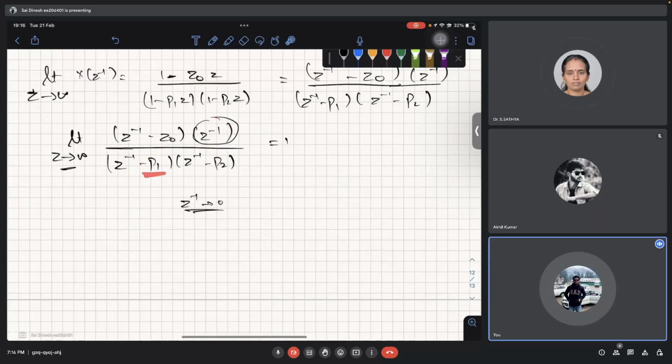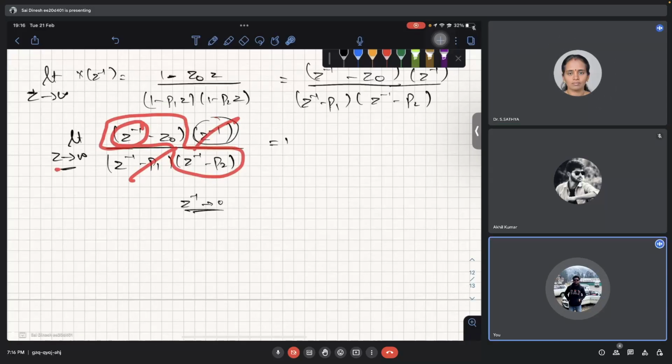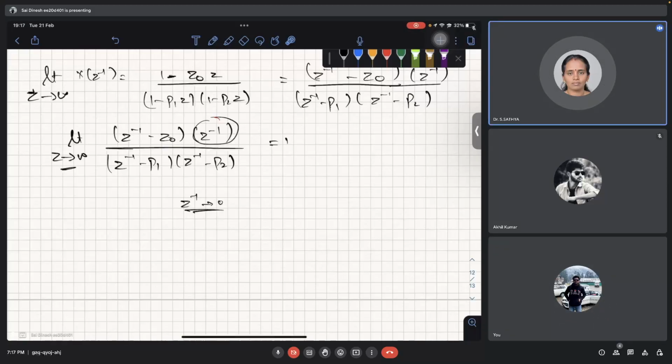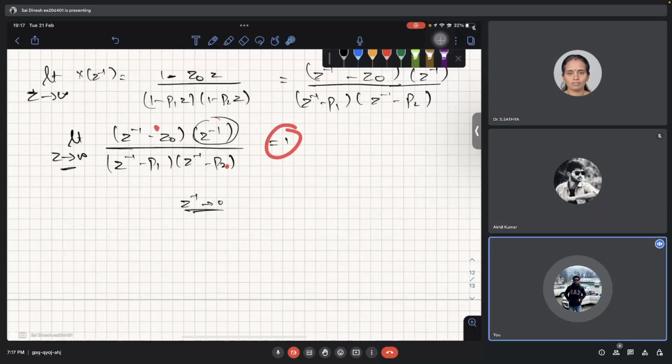So this should cancel with one of these. So we know what p1 is. Let's say these two are cancelling out. So if these two cancel out, we are only left with this part. If you put z inverse equal to 0, these two are gone. What you are left with is z naught by p2. So z naught by p2 equal to 1, which implies z naught equal to p2.